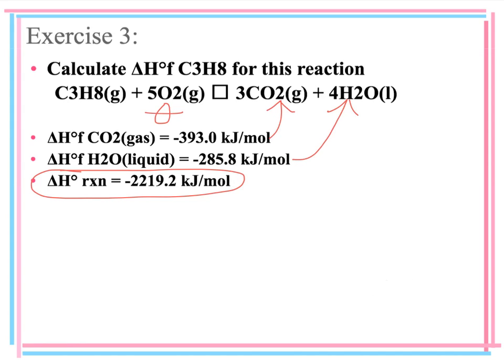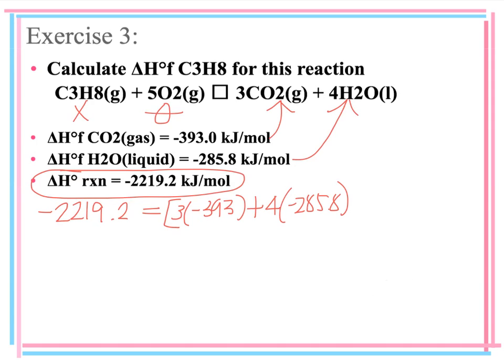So we're going to set these things up equal to that and then solve for C3H8, which is going to be X. Okay? So we're going to start with the same formula, but we're going to say it's equal to negative 2219.2 kilojoules. Same thing with our products minus reactants. So let's get our products. We have 3 times the value for CO2, which is negative 393, plus our water, which is 4 times negative 285.8, minus our reactants, which is X, right? We have X, plus, of course, 0 for oxygen.